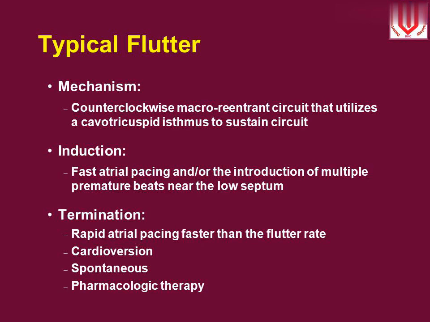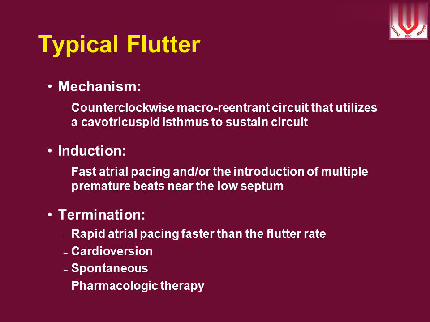Typical flutter mechanism: induction, termination. Counterclockwise macro-reentrant circuit that utilizes a cavotricuspid isthmus to sustain the circuit. Induction: fast atrial pacing and/or the introduction of multiple premature beats near the low septum. Termination: rapid atrial pacing faster than the flutter rate. Cardioversion: spontaneous, pharmacologic therapy. With counterclockwise flutter, a macro-reentrant circuit exists.